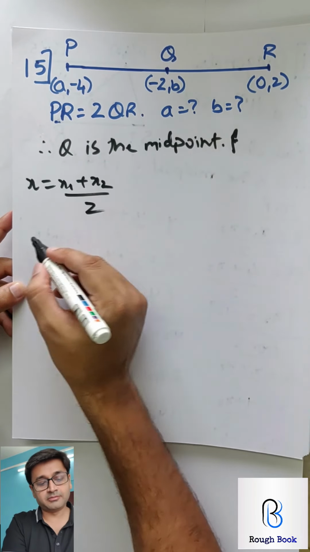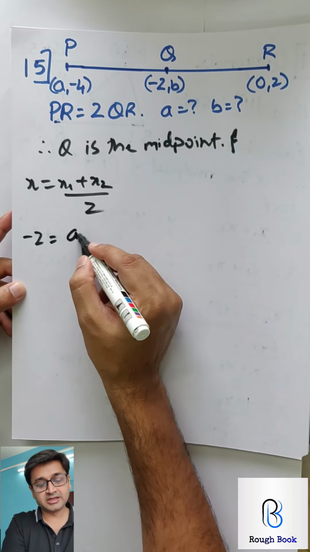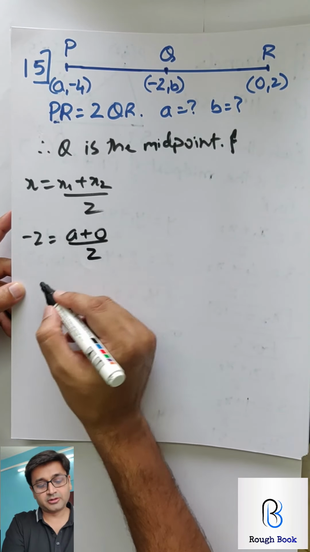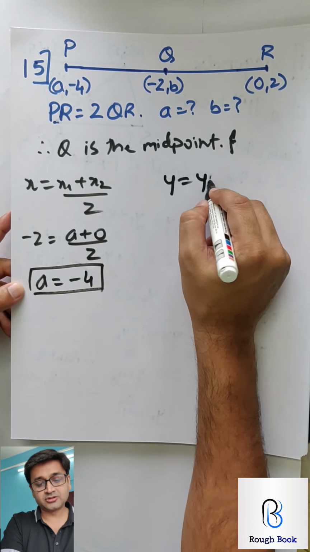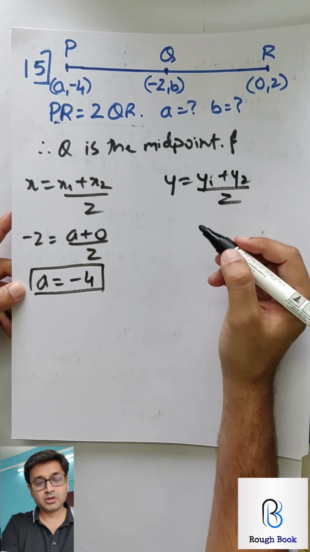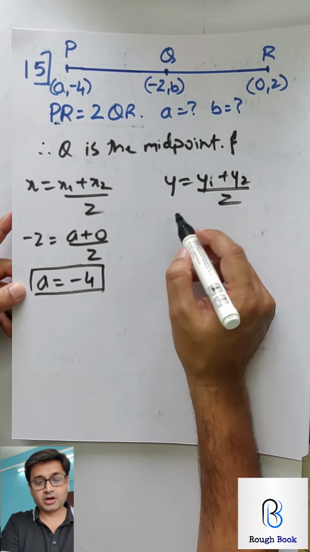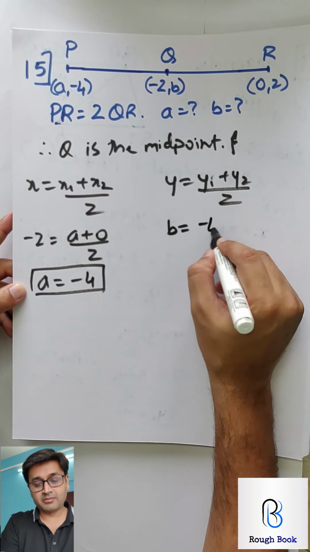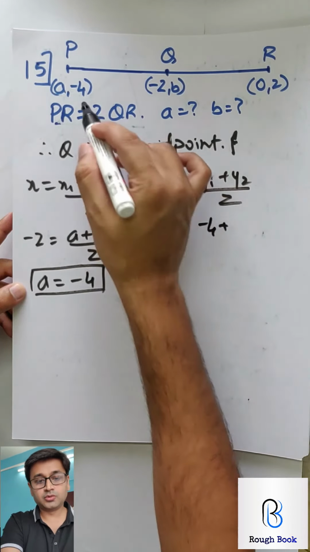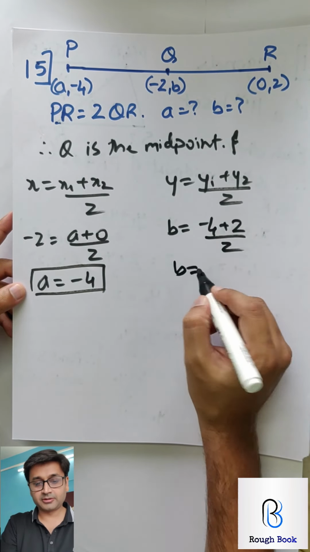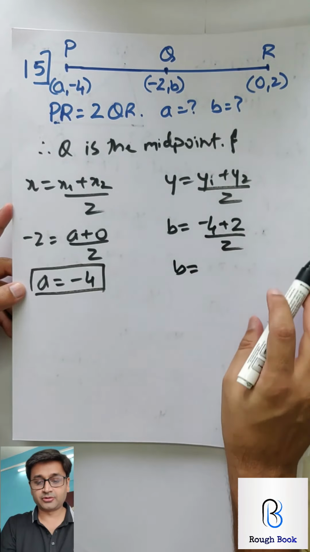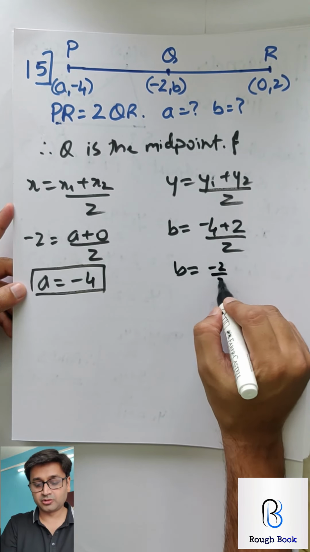So first formula: -2, x1 is A, x2 is 0, by 2. So A becomes -4. Likewise y is y1 plus y2 by 2. So my y is B, y1 is -4, y2 is 2, by 2, correct? So my B will be what? This is what I wanted, -4 plus 2. So -2 by 2, so -1.